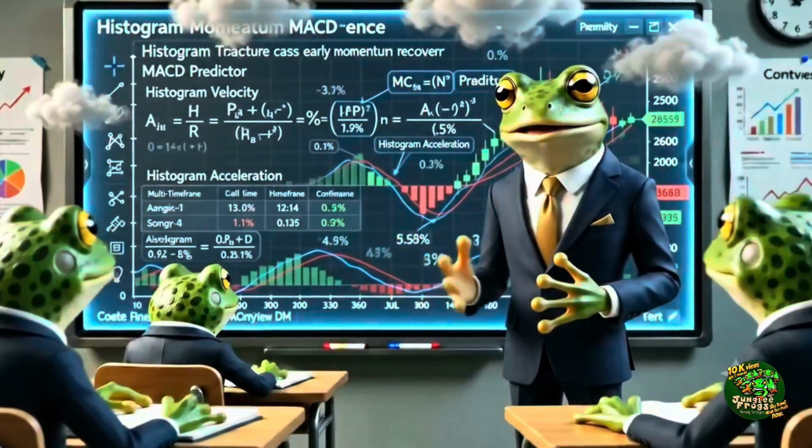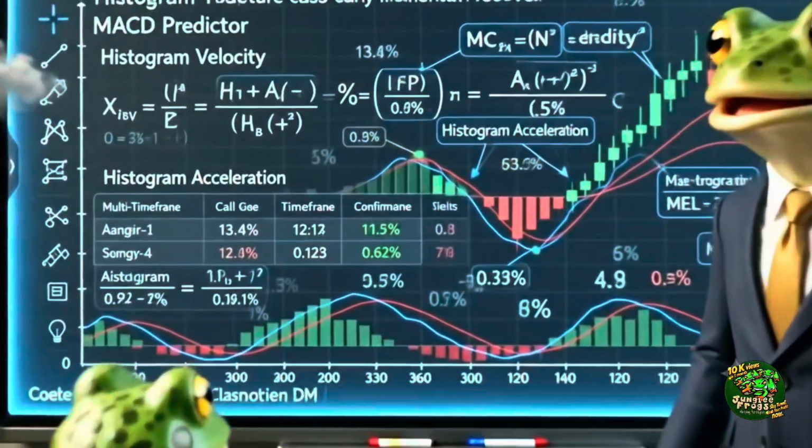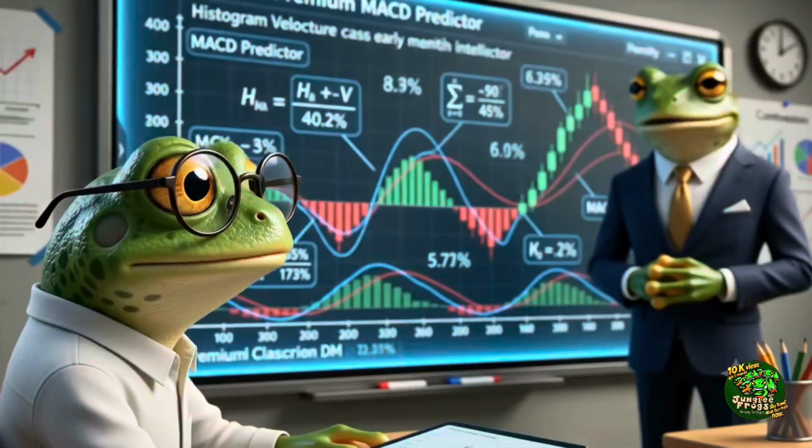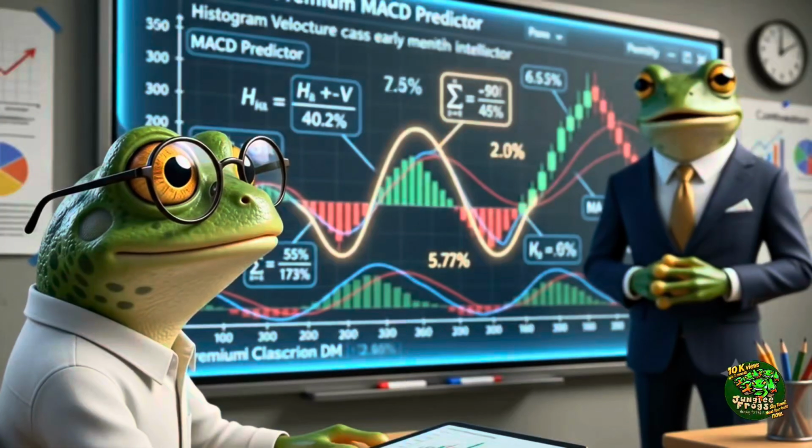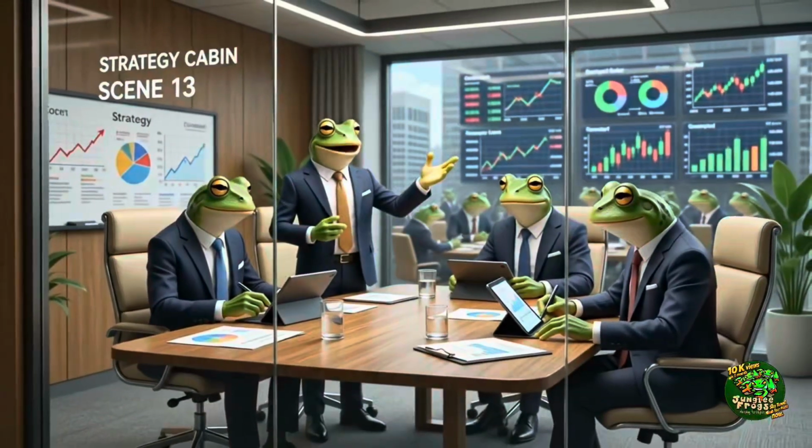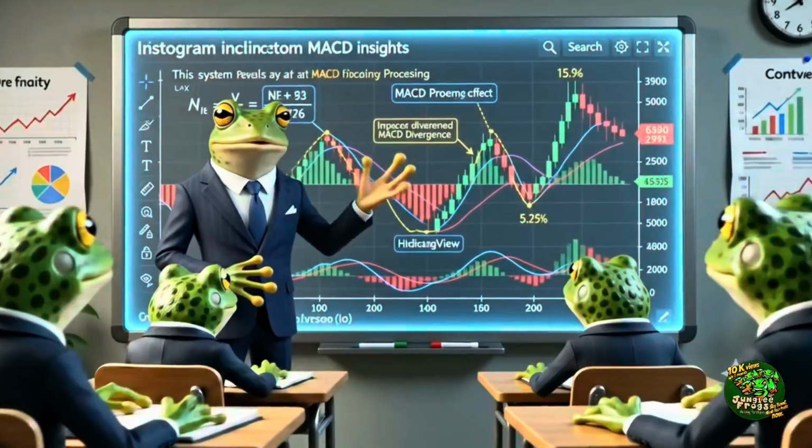Advanced traders track histogram acceleration. It measures the velocity of momentum shifts. This predicts crossovers before they occur. Master this for your confidence score. This system reveals what books cannot.